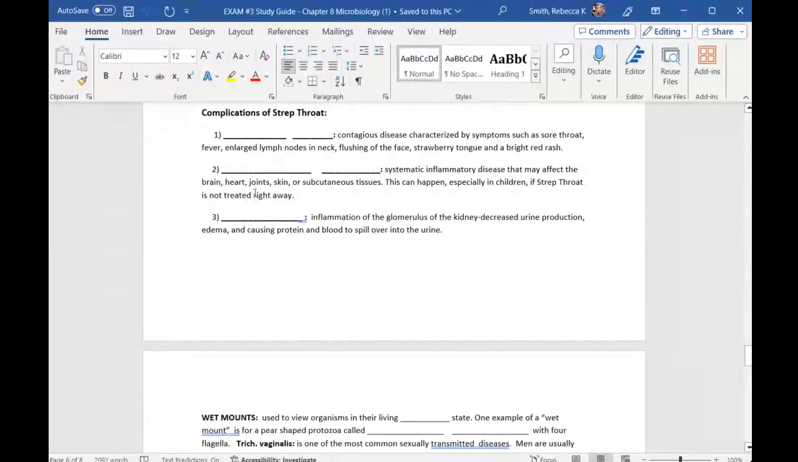Okay, complications. What is a contagious disease where you have sore throat, fever, enlarged lymph nodes in the neck, flushing of the face, strawberry tongue, and a bright red rash? Scarlet fever. Scarlet fever is correct. What is the next one? That can affect the brain, heart, joints, skin, or subcutaneous tissue. It can happen in children if strep throat is not treated right away. I told a story about my friend's son who had this.